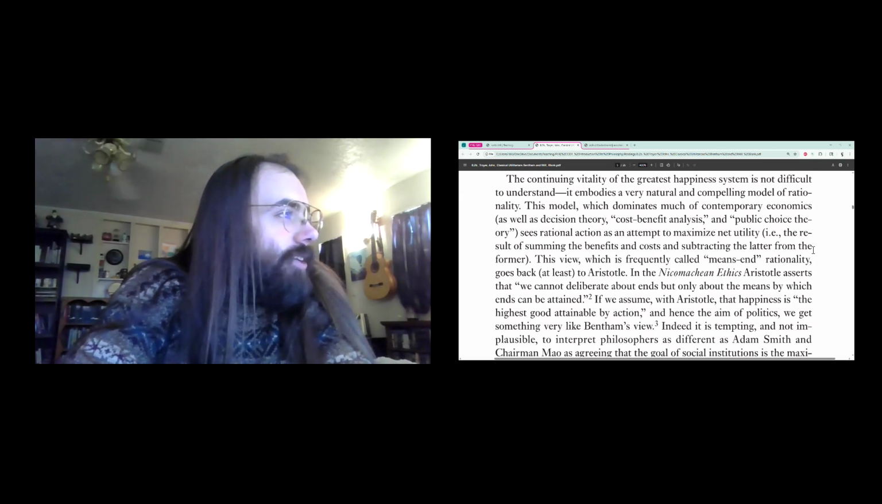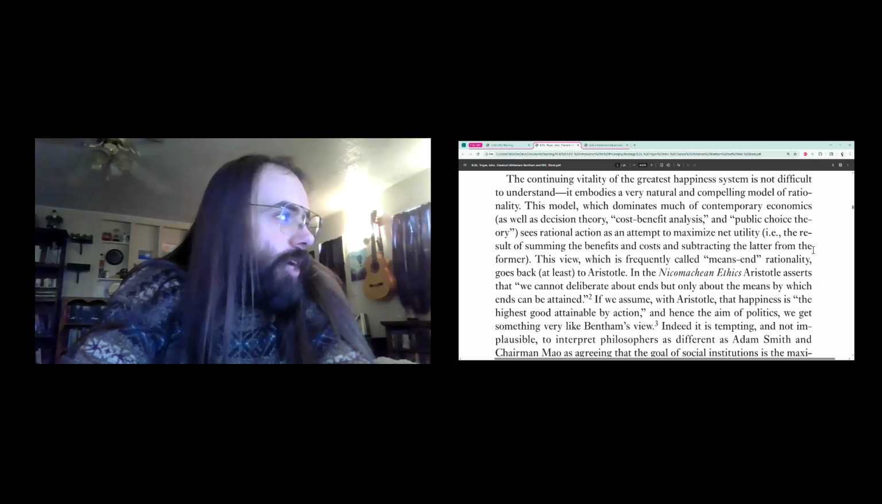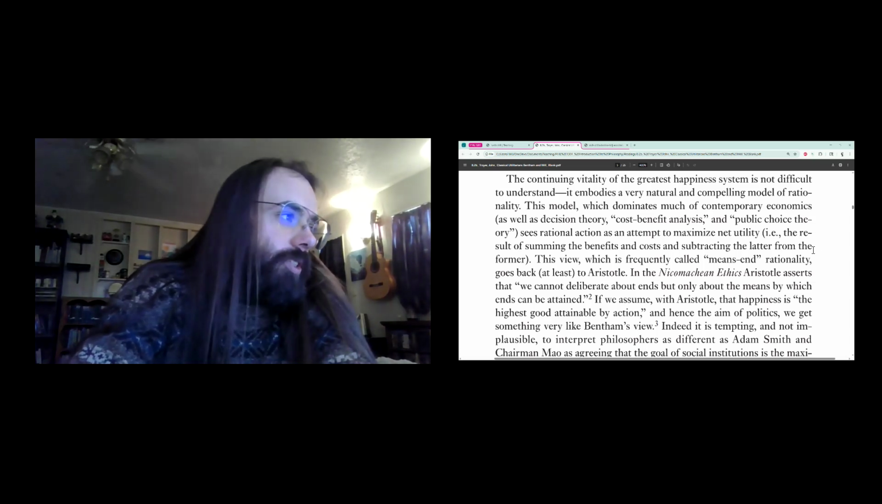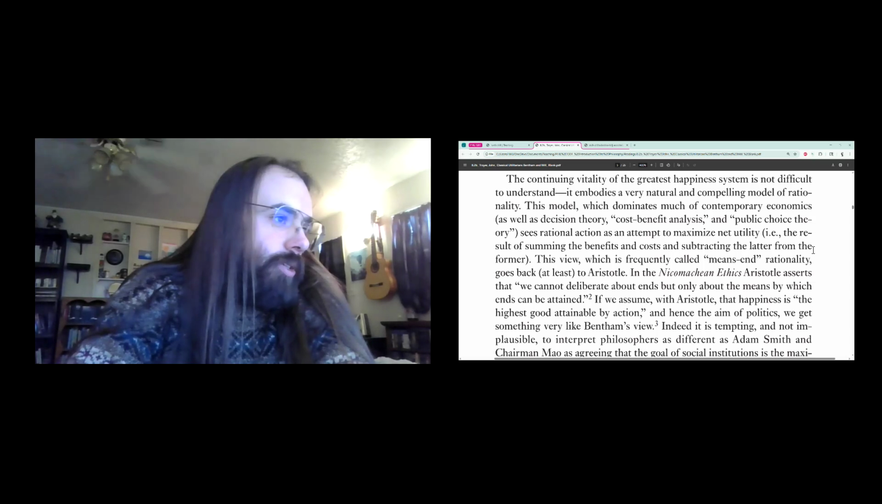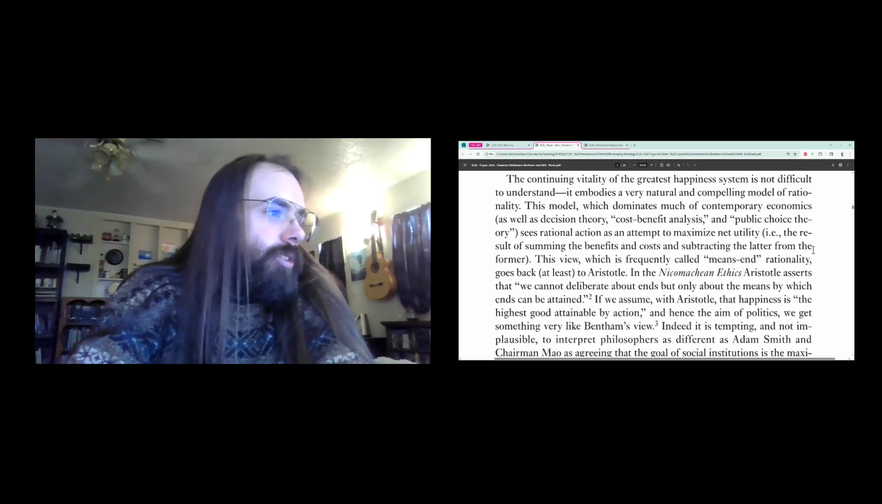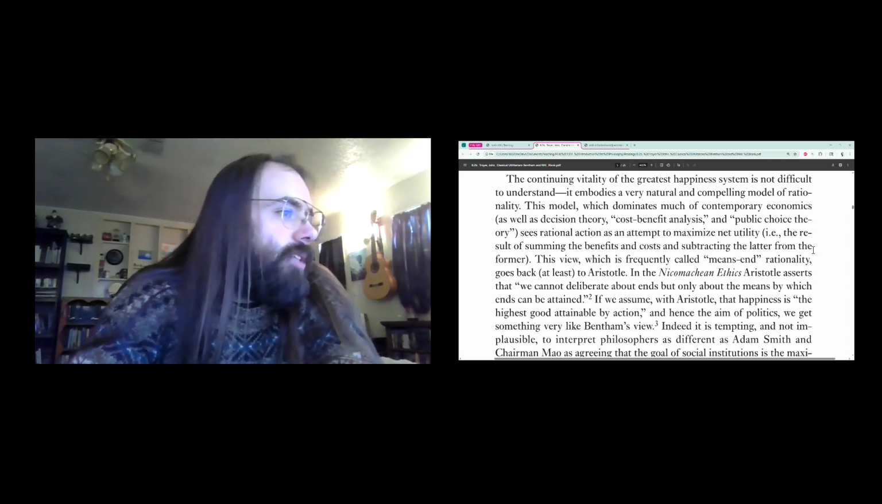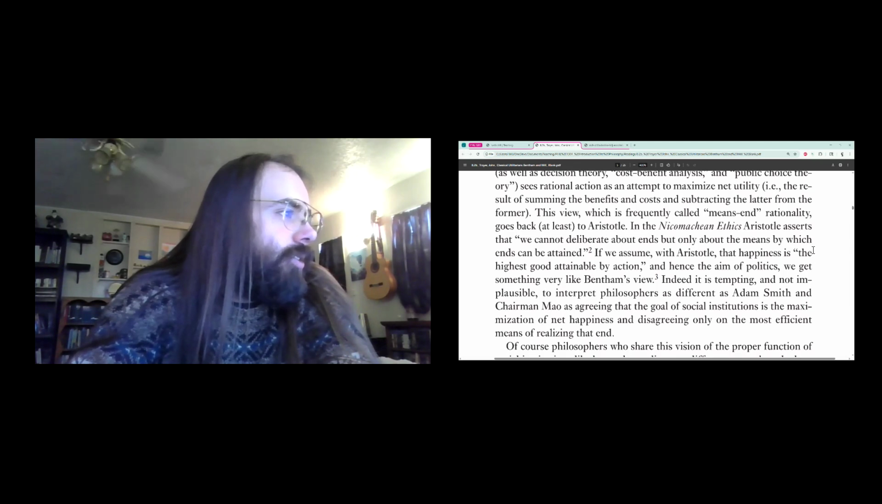The continuing vitality of the greatest happiness system is not difficult to understand. It embodies a very natural and compelling model of rationality. This model, which dominates much of contemporary economics, as well as decision theory, cost-benefit analysis, and public choice theory, sees rational action as an attempt to maximize net utility, i.e., the result of summing the benefits and costs and subtracting the latter from the former. This view, which is frequently called means-end rationality, goes back at least to Aristotle.